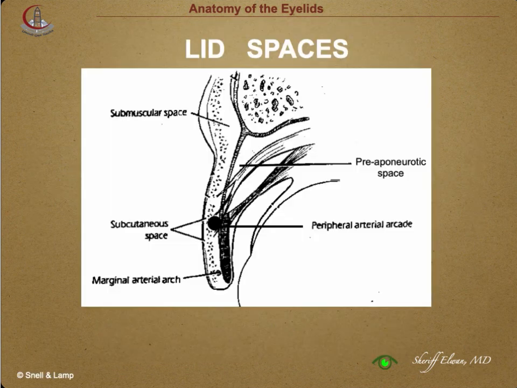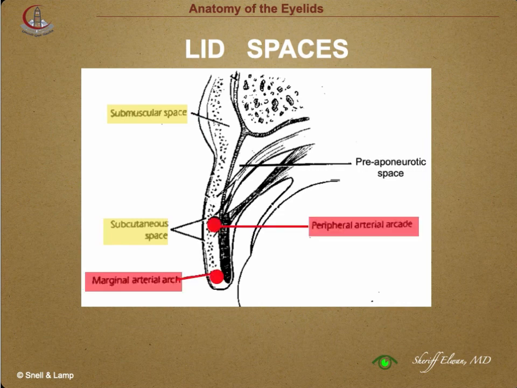Then we shift to lid spaces. And what are the lid spaces? These are the potential spaces between the different layers of the eyelids. And the first one we described before is the subcutaneous space, where the terminals of the nerves are distributed, and you have the submuscular space where the vessels are running. This is very important to know during any eyelid injections, in particular anesthesia.